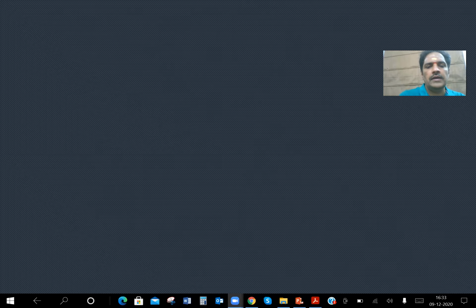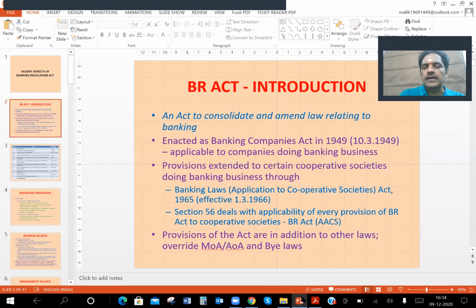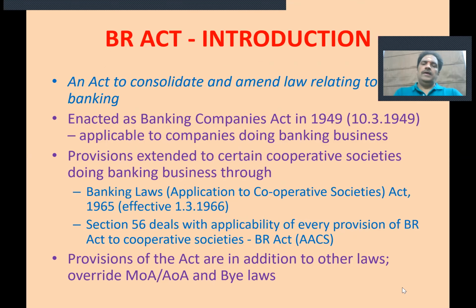So first, we'll talk about the salient aspects of the Banking Regulation Act. Basically, the Banking Regulation Act was initially introduced as the Banking Companies Act, with the purpose of consolidating and amending the law relating to banking. There was a Banking Companies Act when banks started failing, in order to have a comprehensive regulation and also to assign the regulation to the Reserve Bank of India, which was already acting as lender of last resort to banks. The Banking Companies Act was brought in 1949.